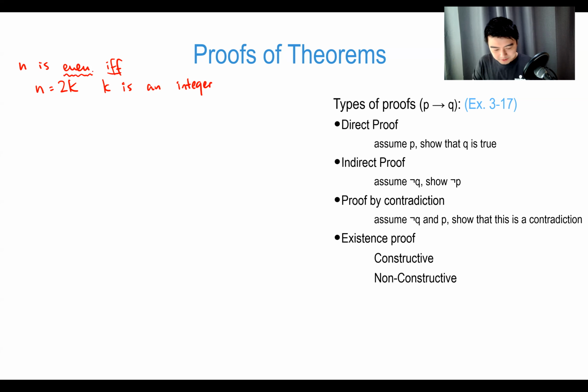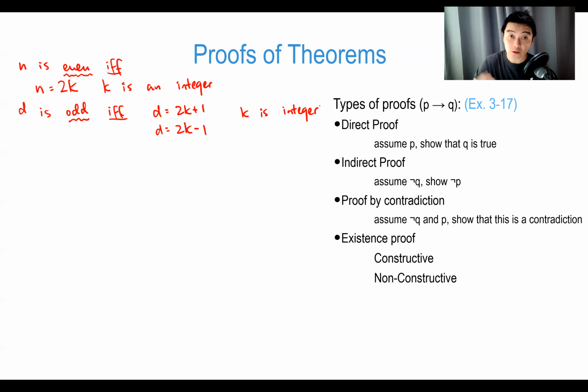Similarly, I'm going to call another one d, and d is an odd number if and only if d can be written as 2k plus 1, or d can be written as 2k minus 1, where k is an integer, a whole number. Now, given that these are the definitions that we're going to work with, I'm going to make a statement. The statement is that if n is odd, then n squared is odd.